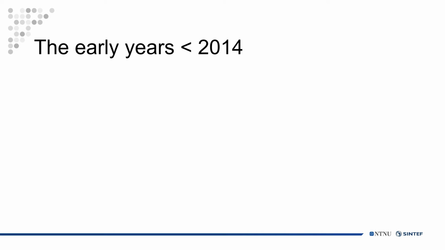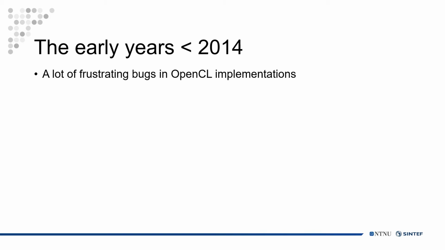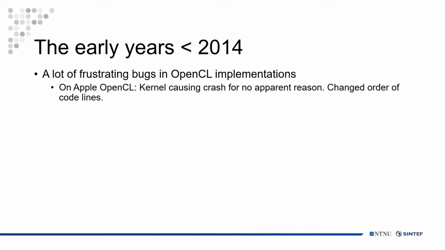In the beginning, there were a lot of frustrating bugs in OpenCL implementations. One bug I especially remember was on Apple's OpenCL, where a kernel was crashing for no apparent reason, only to work after changing the order of code lines, even though it didn't change the results.